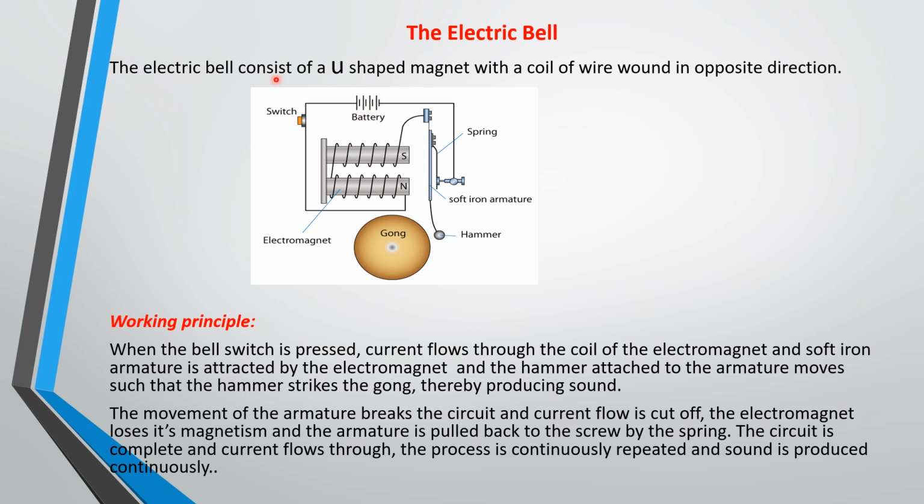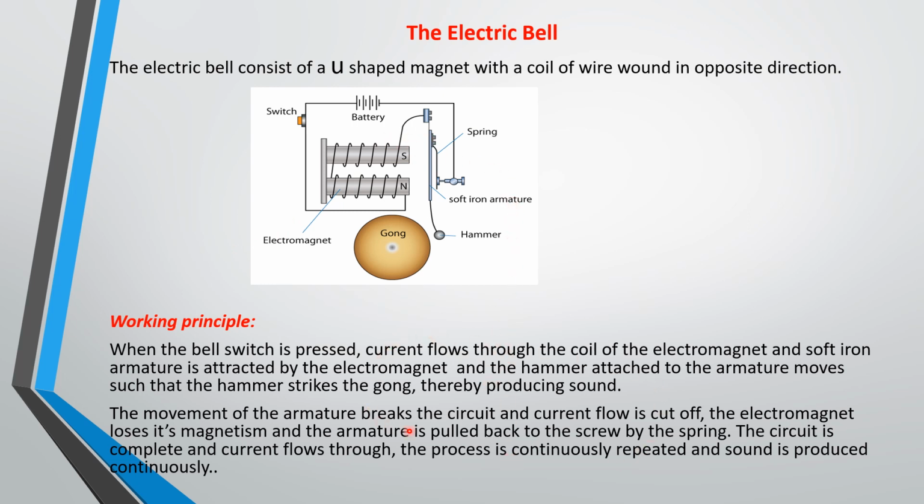So the electric bell consists of a U-shaped magnet with a coil of wire wound in opposite directions. The coil of wire wound in opposite directions on an iron core forms the electromagnet. So what is the working principle of the electric bell?